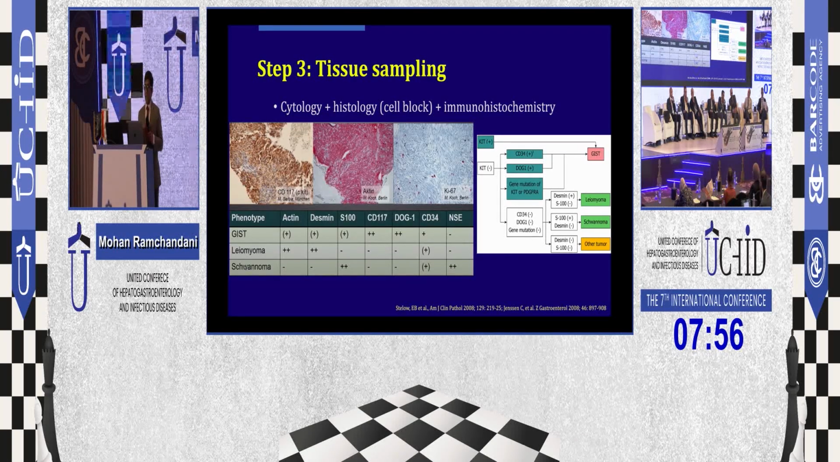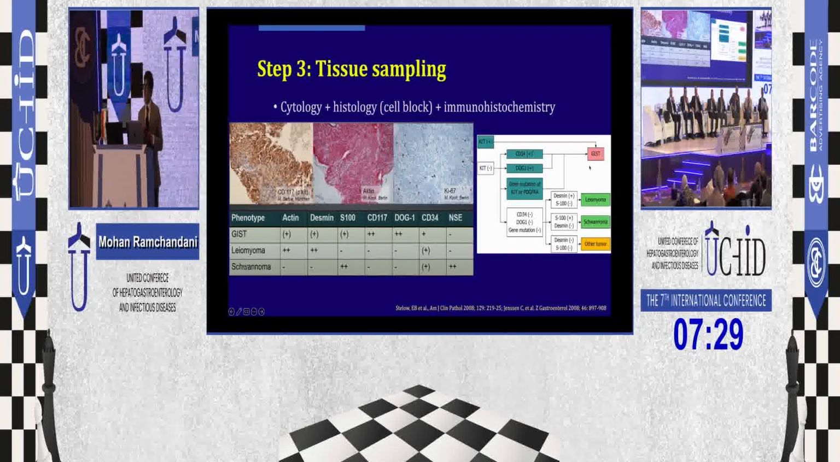So, how to take a diagnosis? Take a tissue. The tissue can help us reach the diagnosis by immunohistochemistry. Say, for example, if KIT is positive, it is GIST. If KIT is negative but CD34 positive, DOG1 positive, again it is GIST. But if all these markers are negative, then Desmin positive is leiomyoma, S100 positive is schwannoma.